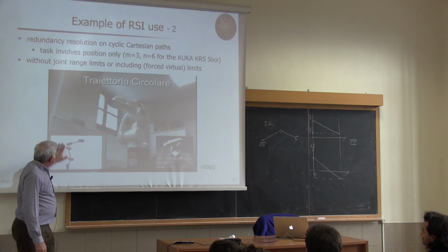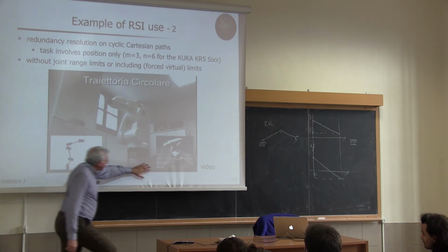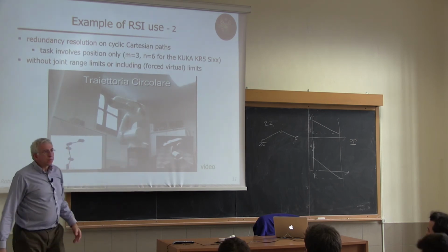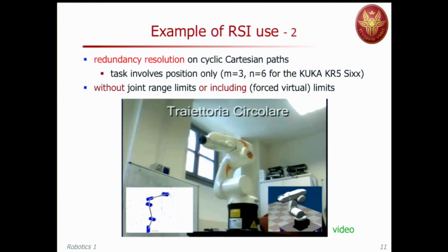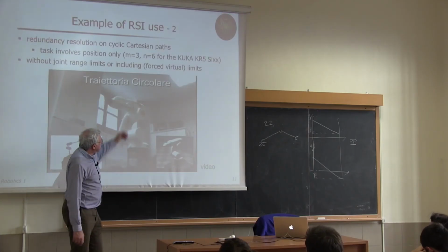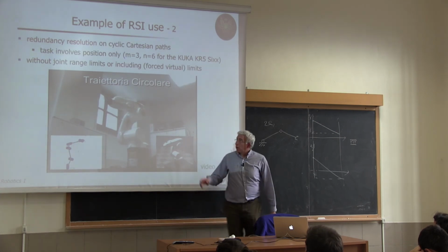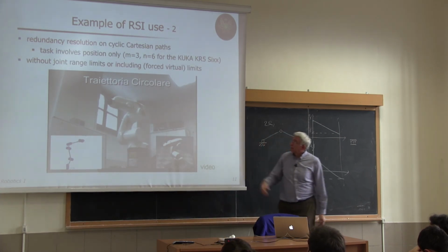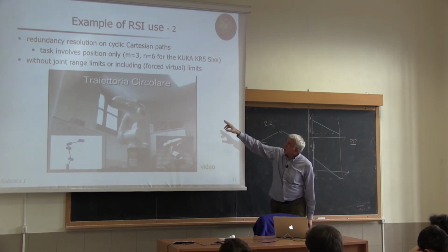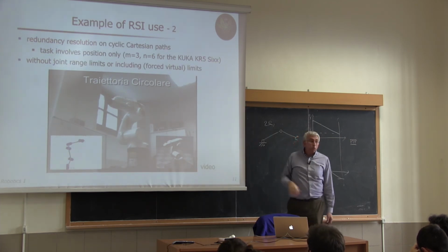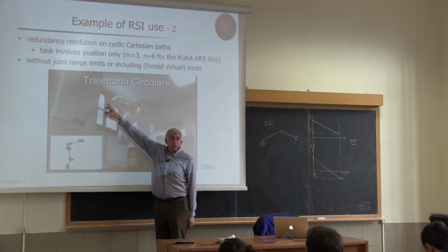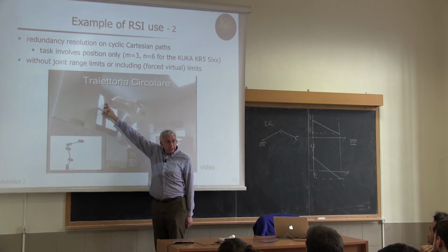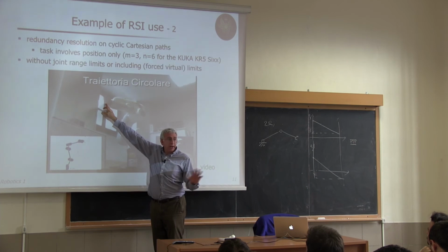This is why they chose some cyclic path, circular or square path. Here they have a view in MATLAB. Here they have a view in Webots. So there are programming environments where you can show also some graphics. Here a skinny version, here a more realistic version, and here is the actual motion of the robot as seen from a camera that overlooks things. So, see, without joint range limits or including virtual limits, by the way, here we are commanding only a motion for the position of the end effector, so a three-dimensional task. We don't care about orientation.